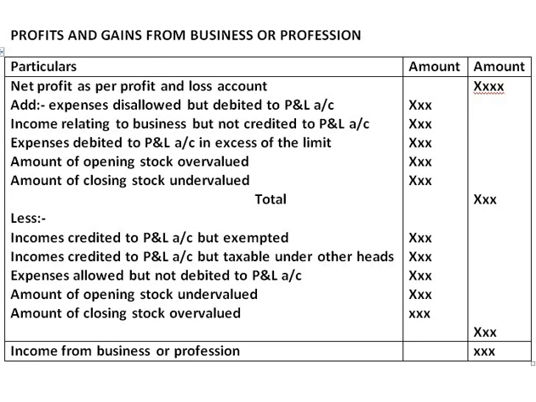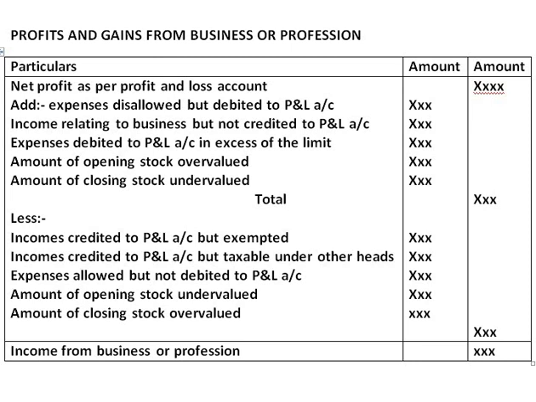So in net profit we are going to add 5 important things. One is expenses disallowed but debited to P&L account. Second, income relating to business but not credited to profit and loss account. Third, expenses debited to P&L account in excess of the limit. Fourth, amount of opening stock overvalued. And fifth, amount of closing stock undervalued.